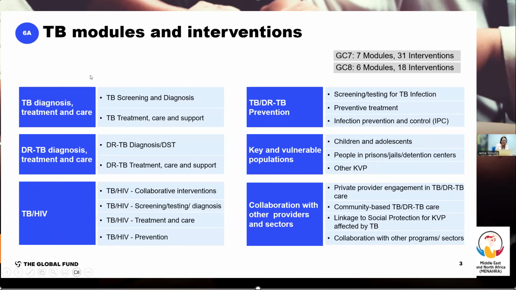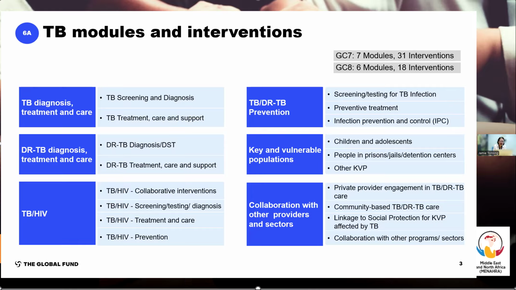The ones in light blue are what we call interventions. For example, the first module, TB diagnosis, treatment and care, has 2 interventions: TB screening and diagnosis, and TB treatment, care and support. Likewise, you will see all the related interventions for each of the modules. When you build your proposals, you will be writing what activities you propose, and they are to be linked with these interventions and modules.